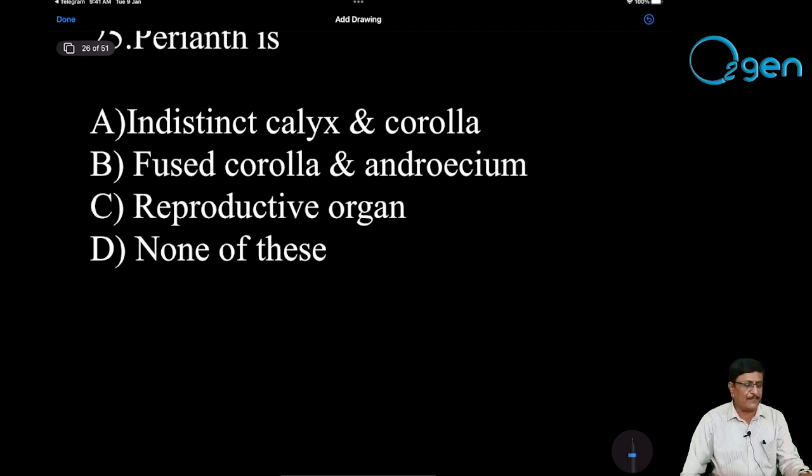Next slide is perianth. In dicotyledons, flowers have a calyx and corolla, two accessory whorls. In monocots, the calyx and corolla cannot be separated or are indistinguishable. Both are the same. That's why they are called perianth. And the units of the perianth are tepals. So for question 25, perianth is option A, indistinct calyx and corolla. Calyx and corolla cannot be differentiated. They are called perianth.